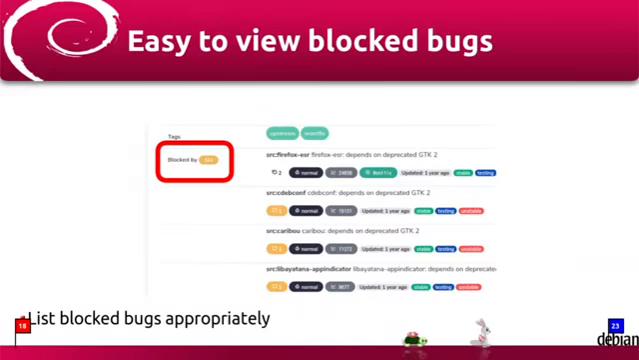The third use case is easy to view blocked bugs. In contrast to bugs.debian.org, it shows blocked by bugs at a glance. If there are plenty of blocked by bugs, this feature is very useful.